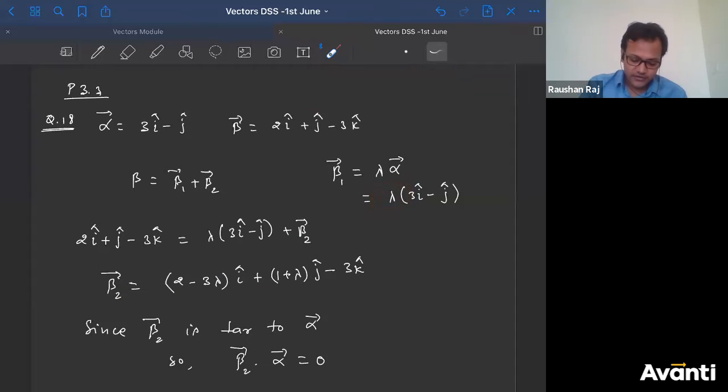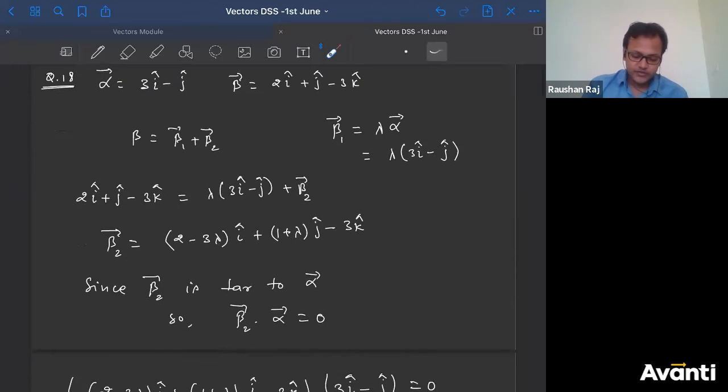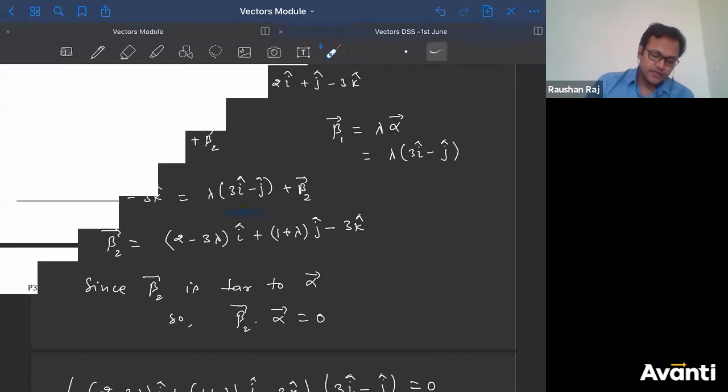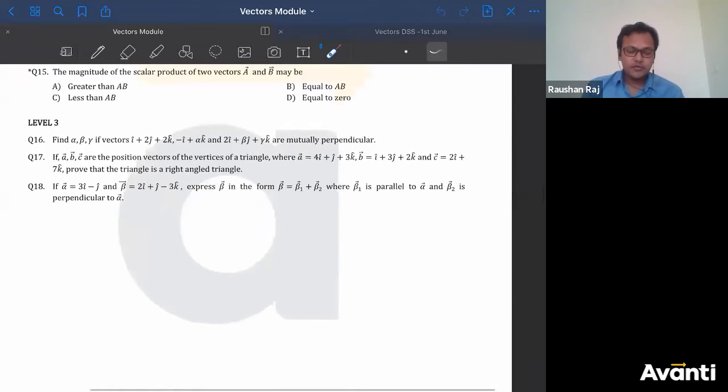So how can we get the value of lambda? In the question it is given that beta 2 must be perpendicular to alpha. So we know that if two vectors are perpendicular to each other, their dot product has to be 0. So beta 2 dot alpha has to be 0. If I calculate that, I'll get the value of lambda. Once I get the value of lambda, I have the value of beta 1. Then if I put the value of lambda here, I'll get the value of beta 2 also. That's it. Okay?